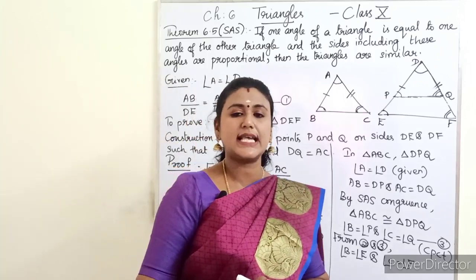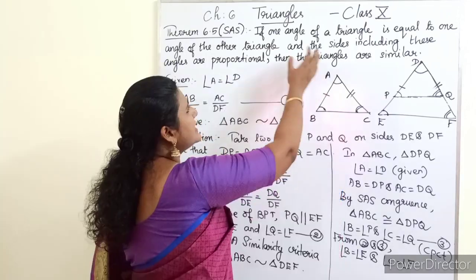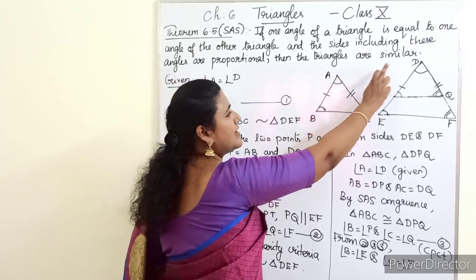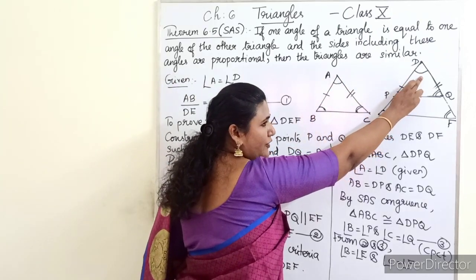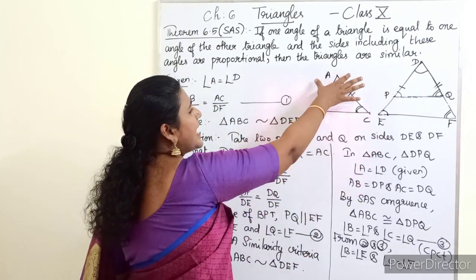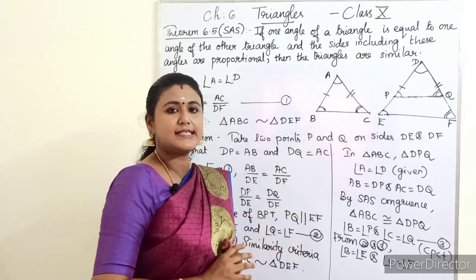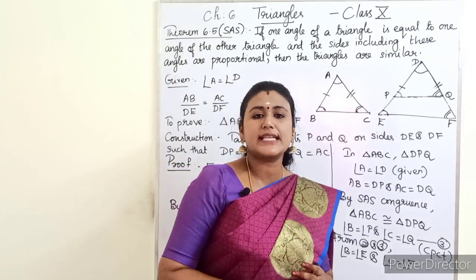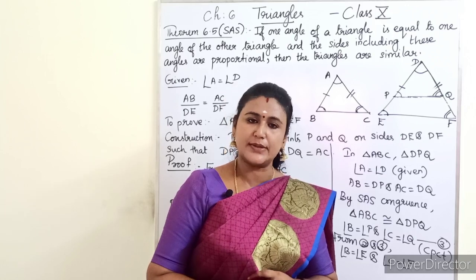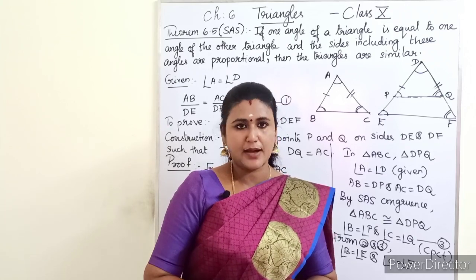So this is SAS similarity criteria. That is, if one angle of a triangle is equal to one angle of another triangle and the sides including these two angles are proportional, then we can say that the two triangles are similar. Now we will see few example questions.